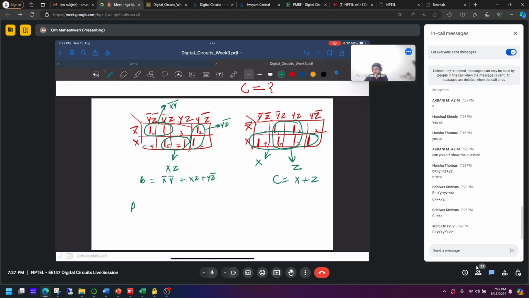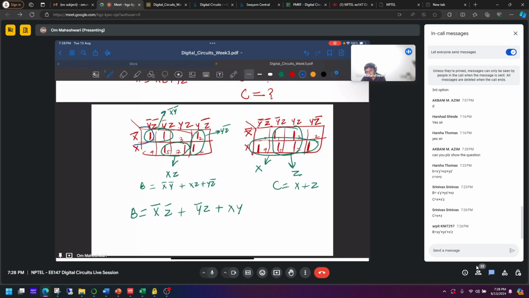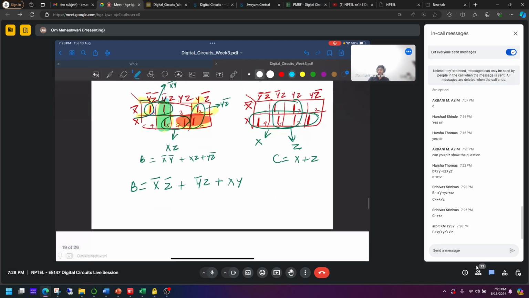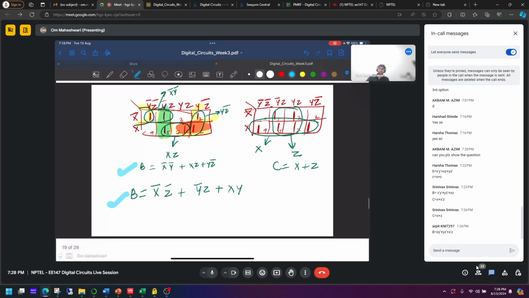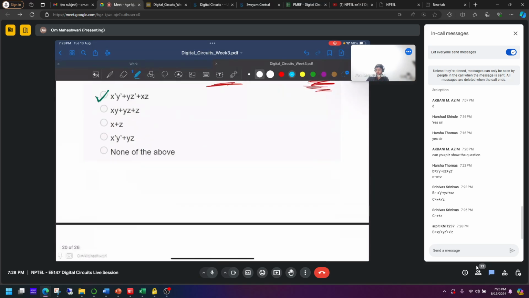We can also make the group B as x bar z bar plus y bar z plus xy. Is this what you're getting? No, this is still not your answer. Anyway, so I just made another group. We can make this, this, and this. These three groups also. So there are again multiple ways to make groups. So be mindful of that. So B, both are correct.